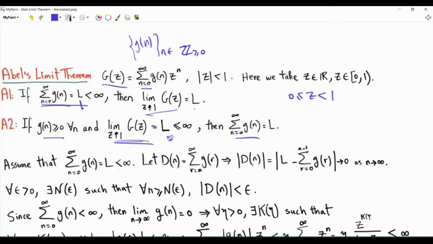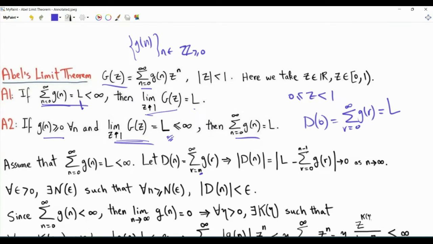Suppose that the summation is finite. Now define d of n as the summation g of r starting from n. So note that d of 0 itself will be summation r from 0 to infinity g of r, and this is exactly equal to L.